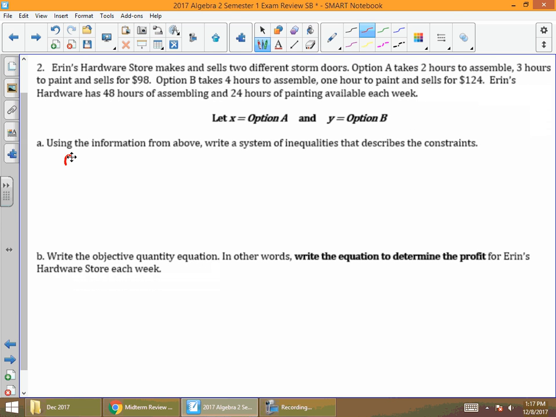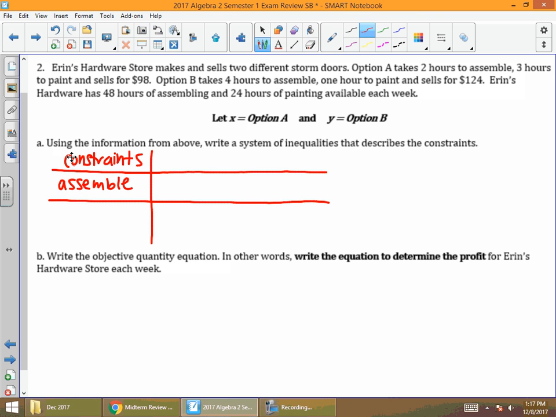So we have our constraints. So what we're limited by, which in this case we're limited by the assembly, or how long it takes to assemble. And we're also limited by the number of hours we have to paint. Your 2 columns are going to be your option A and option B. And that final column is going to be your total.